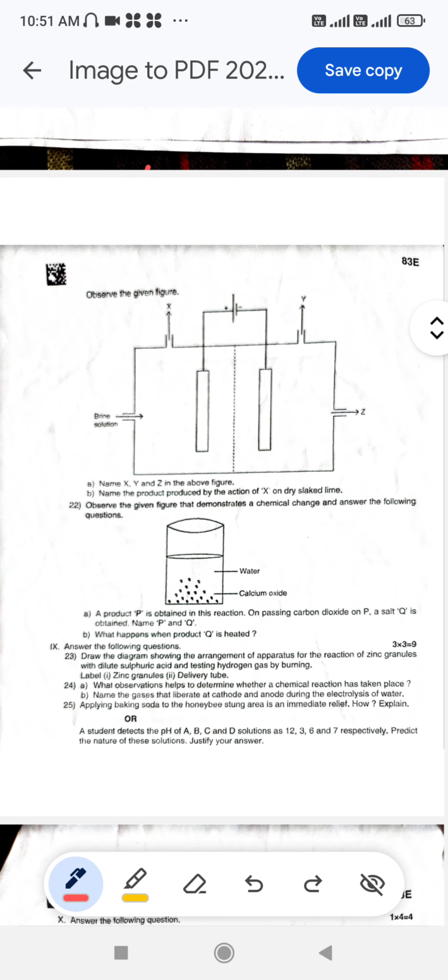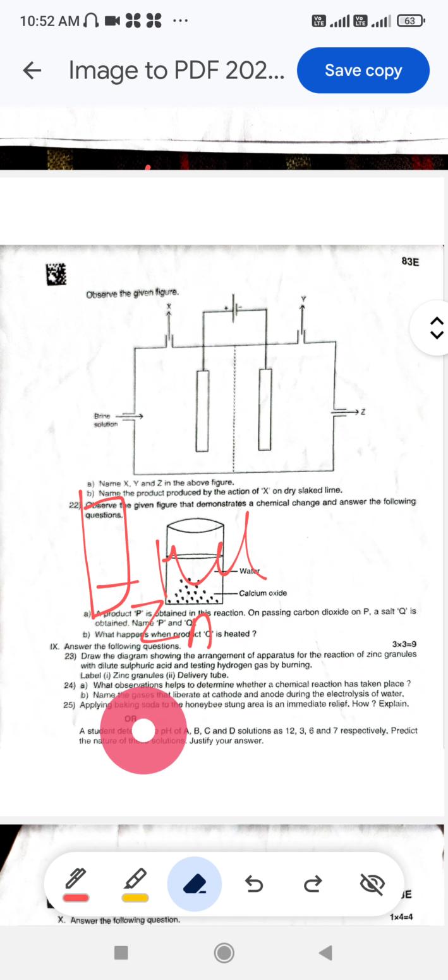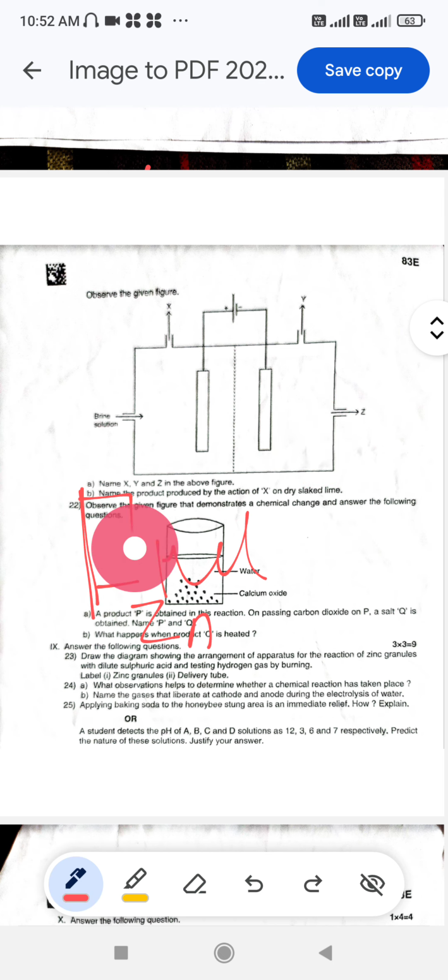Okay, next, 23: draw the diagram showing the arrangement of apparatus for the reaction of zinc granules with dilute sulfuric acid and testing the hydrogen gas. This is a simple diagram. You have to draw a test tube and place zinc granules plus HCl here. You also have to draw a stand. In the test tube, zinc plus hydrochloric acid, and small bubbles will be formed.